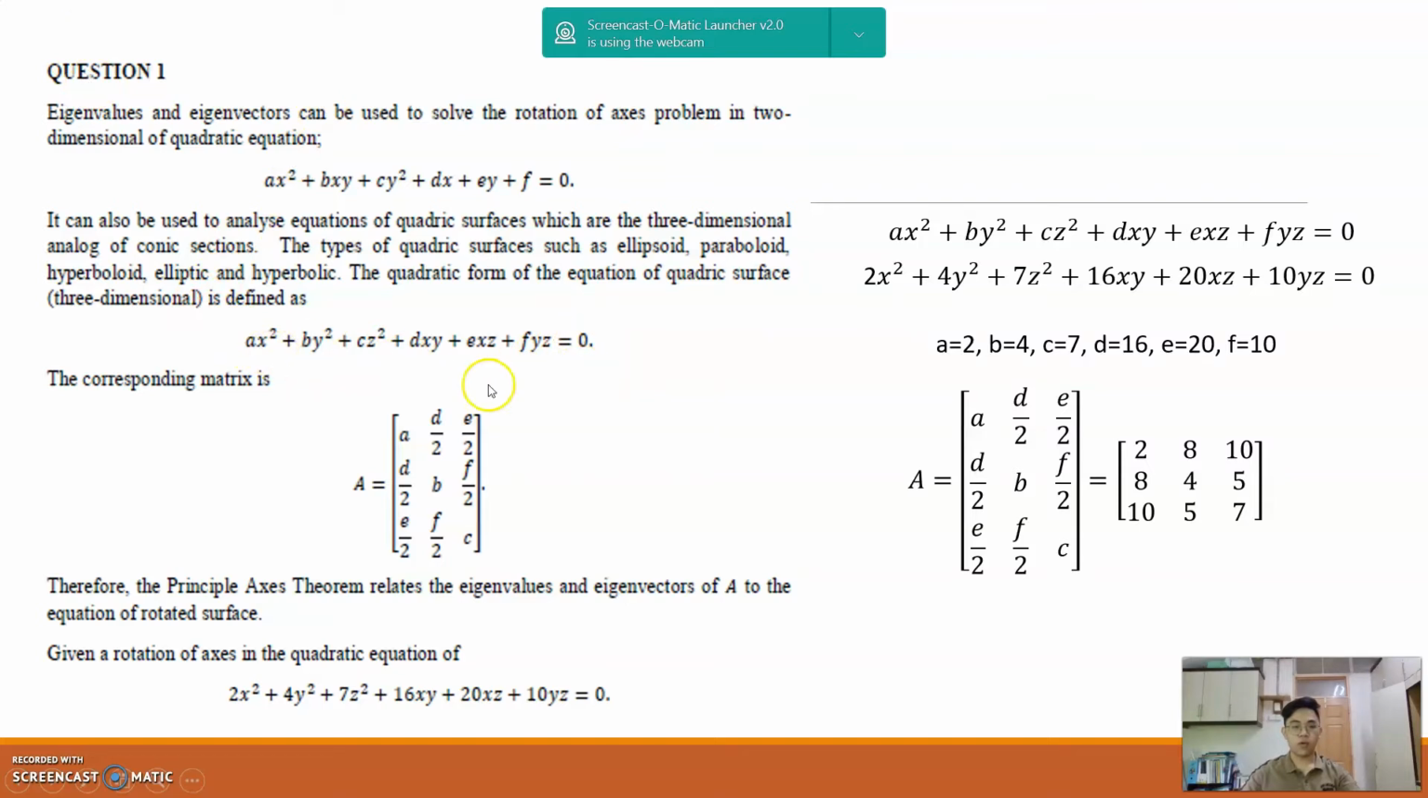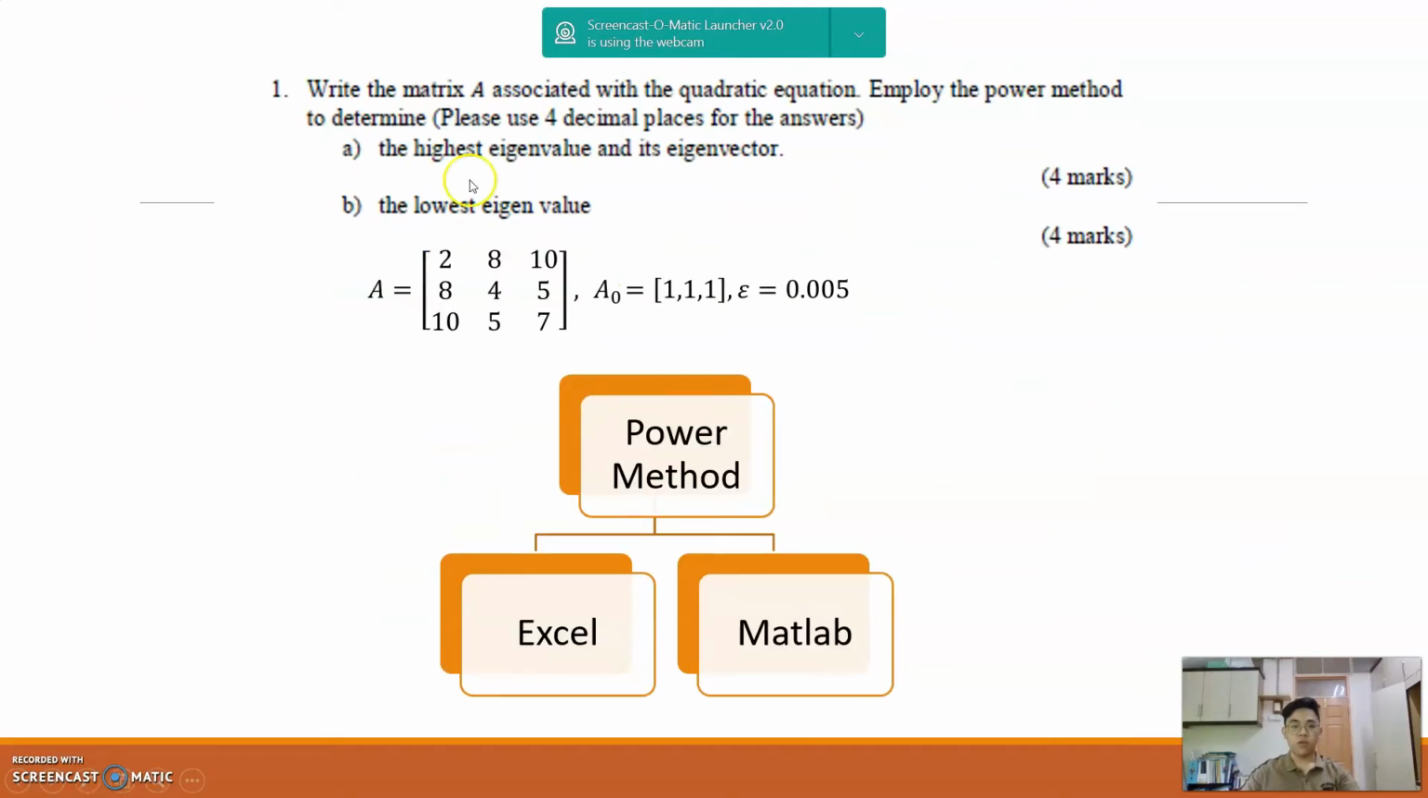This is question 1, and this is the equation. We need to put this equation into matrix form, and this is the final matrix, which is the input data. For question 1a, we need to find the highest eigenvalue and the eigenvector. And for 1b, we need to find the lowest eigenvalue.